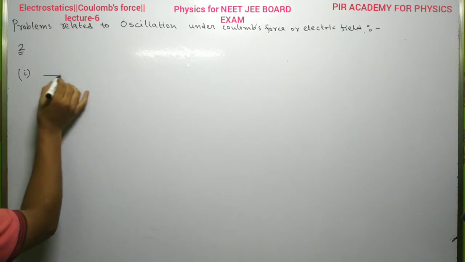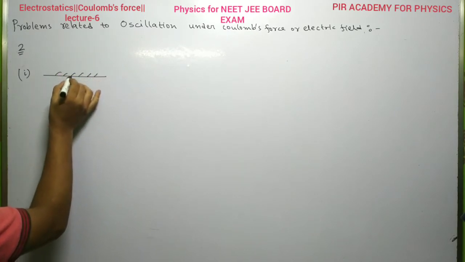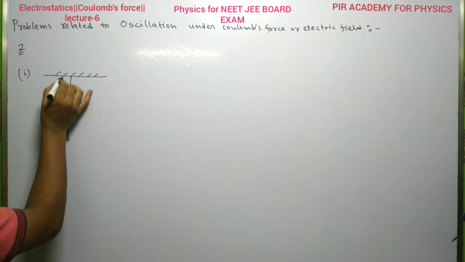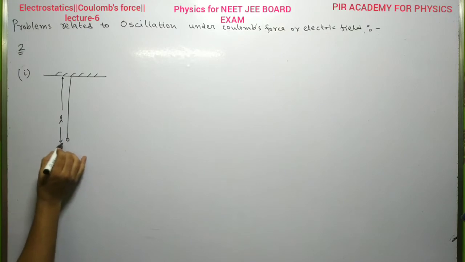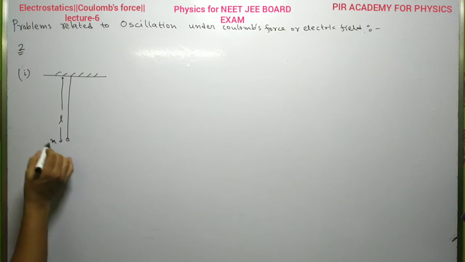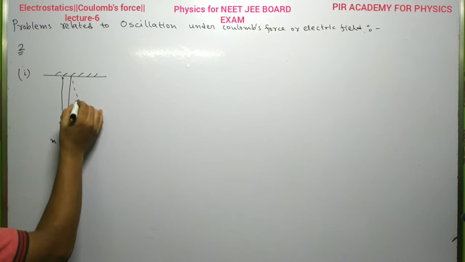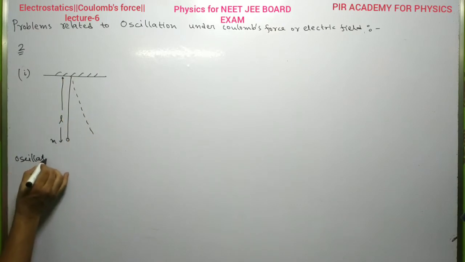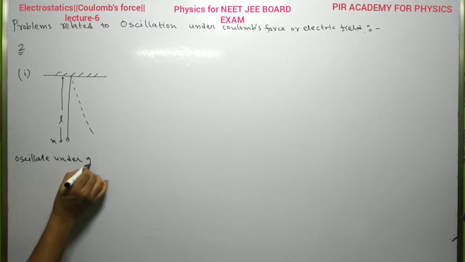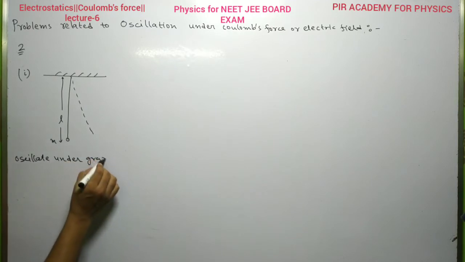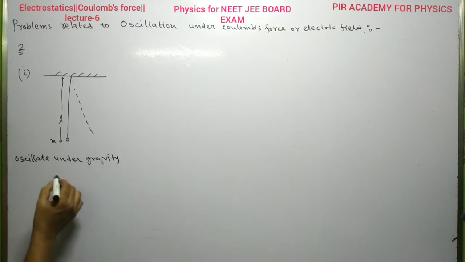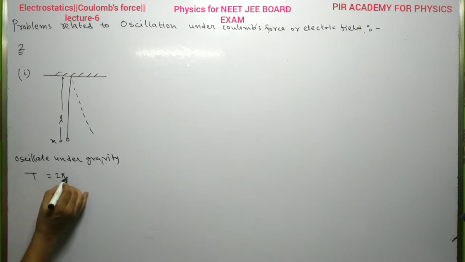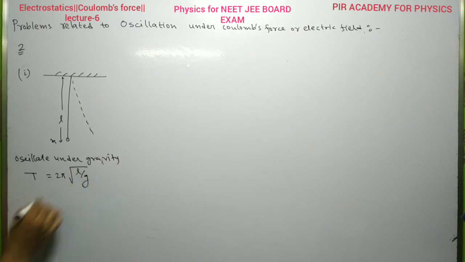If the charge, a pendulum, this is the effective length of this pendulum, here the mass of the pendulum is m, it oscillates under gravity, then the time period of the oscillation will be 2 pi root over L by g.